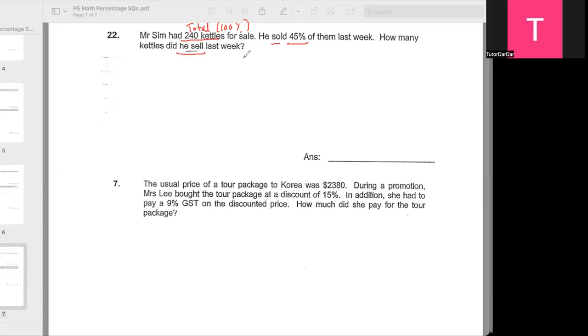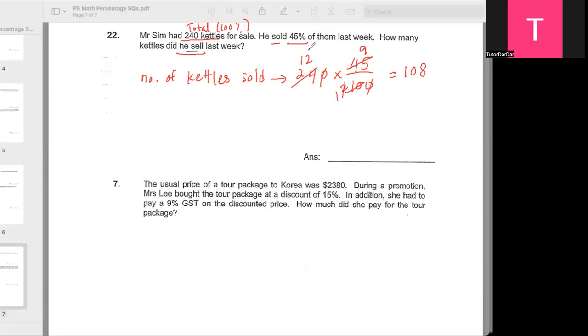Okay, so what we are going to do is, number of kettles sold is going to be 240 multiplied by 45%, right? So 45 divided by 100. 0, 0, cancel. 10 divided by 5, you get 2. 45 divided by 5, you get 9. Then 24, this is 2 divided by 2 is 1. 24 divided by 2 is 12. So 12 times 9, you get 108.